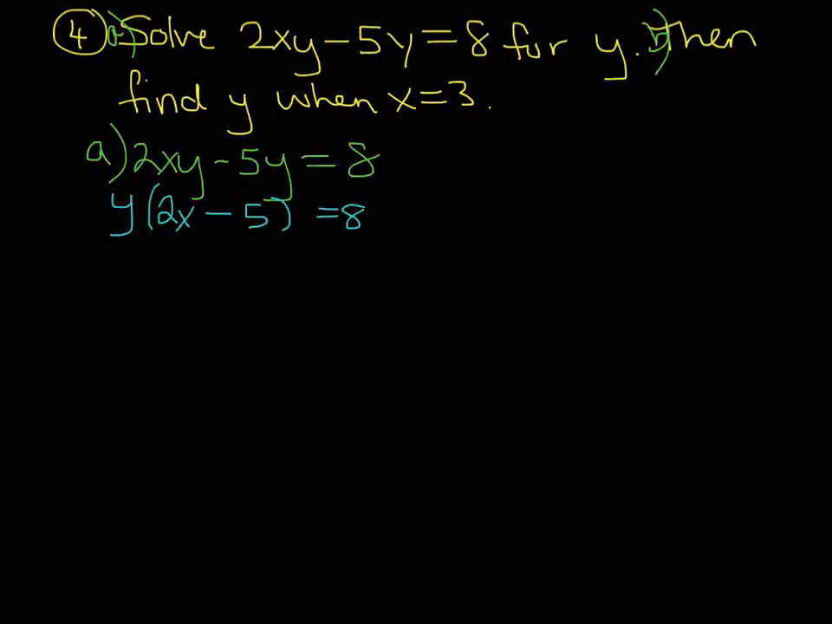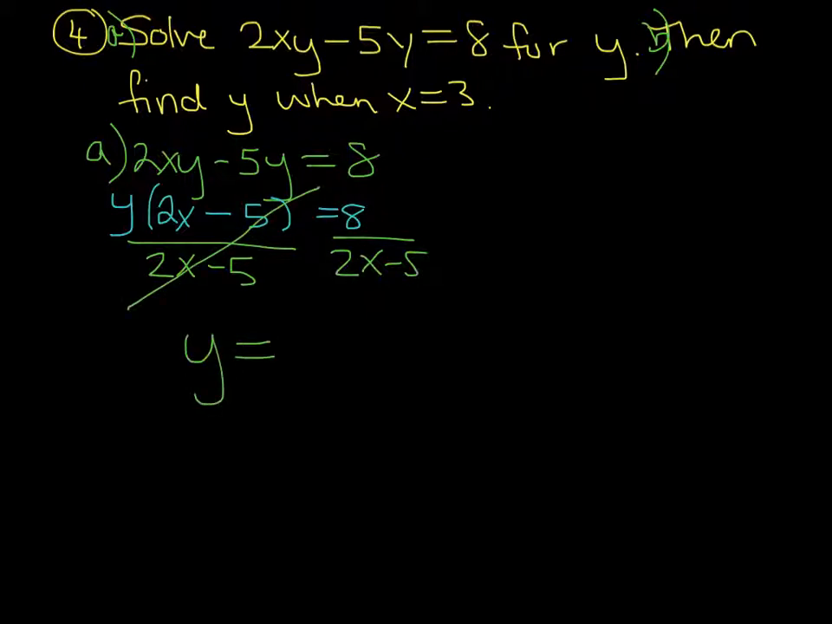If you would like to go backwards and distribute the y, you would find that you would get what you started with. So from here, we need to move over the 2x minus 5. We do that by dividing this entire thing. We do that on both sides. We divide both sides by this entire thing. So on the left-hand side, that entire thing cancels out, and we're just left with a y. The right-hand side, we are left with 8 over 2x minus 5, and we have y equals something, so we're actually done.